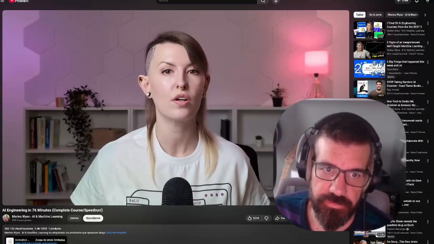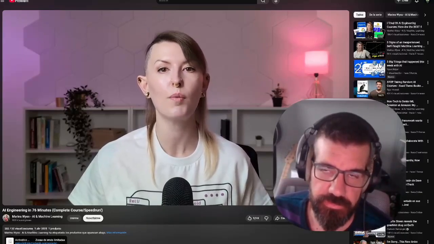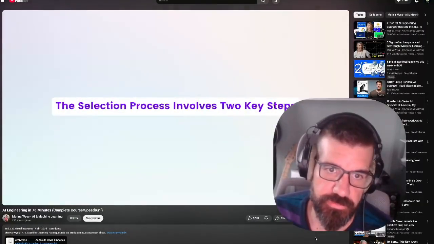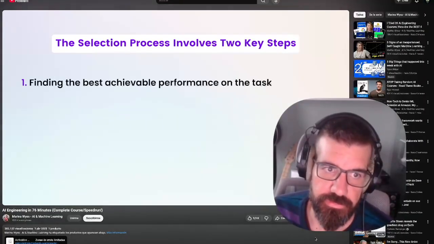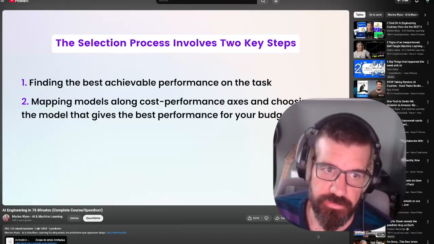For instance, when doing prompt engineering, you might start with the strongest model to evaluate feasibility, then work backwards to see if smaller models would suffice. If you decide to fine-tune, you might start with a small model to test your code before moving to a larger one. The selection process typically involves two key steps. First, finding the best achievable performance on the task, and second, mapping models along a cost-performance axis and choosing the model that gives the best performance for your budget.